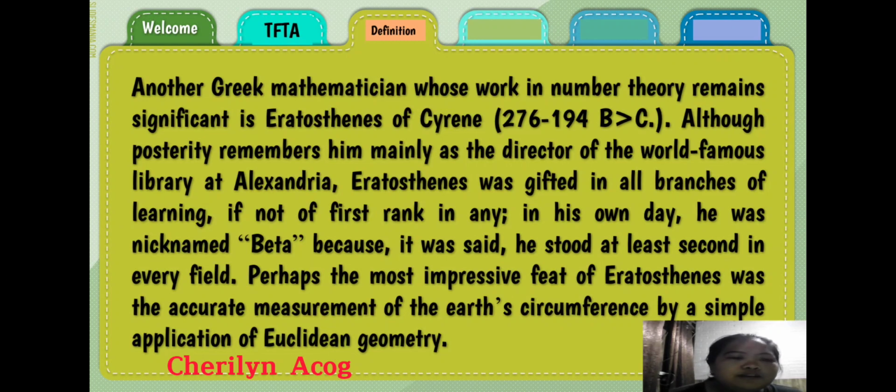Although posterity remembers him mainly as a director of the world-famous library at Alexandria, Eratosthenes was gifted in all branches of learning. If not of first rank in any, in his own day he was nicknamed Beta, because it was said he stood at least second in every field. Perhaps the most impressive feat of Eratosthenes was the accurate measurement of the Earth's circumference by simply applying Euclidean geometry.